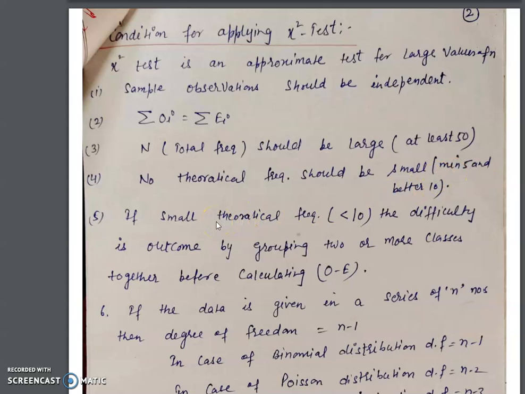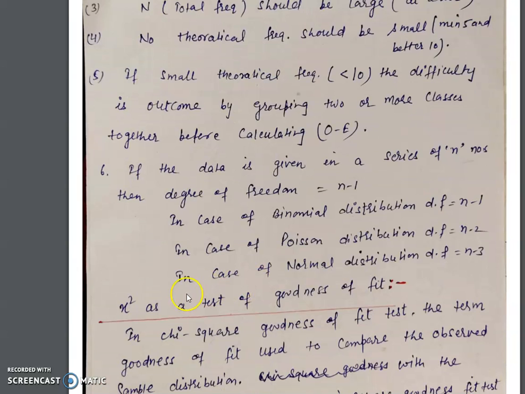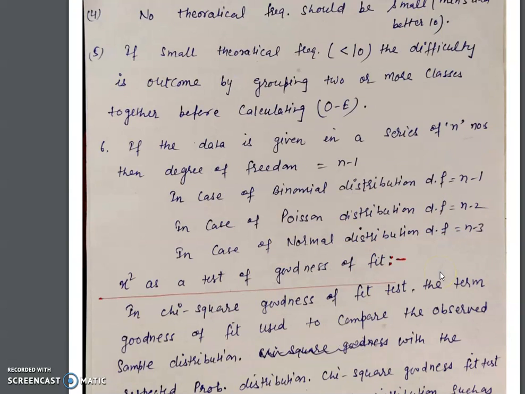If a theoretical frequency is less than 10, then the difficulty is overcome by grouping two or more classes together before calculating Oi minus Ei. If the data is given in a series of n, then the degree of freedom is n minus 1. But in the case of binomial distribution, this is n minus 2. In the case of Poisson distribution, this is n minus 2, and in normal distribution, the degree of freedom is n minus 3.